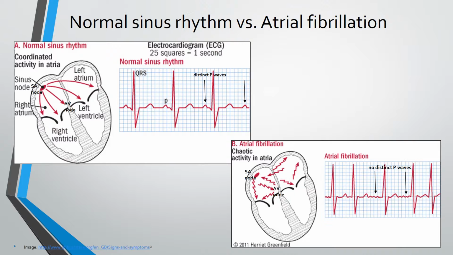Classically, the EKG strip for AFib is usually irregularly irregular, and we don't see distinct P waves as we would in normal sinus rhythm because there's no unified concentric contraction of the atria, so as a result, you get these irregular patterns.